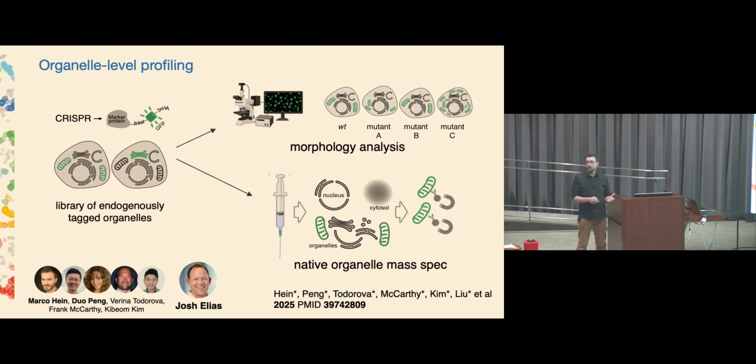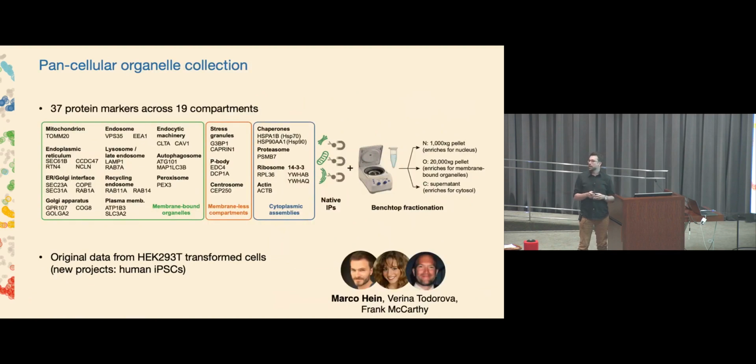All of this has been published. The paper just came out literally 3 weeks ago. We did not invent this idea of doing a native organelle immunoprecipitation, but classically, people have been looking at one organelle at a time, mostly mitochondria and lysosome. The idea that Marco, Verena, and Frank had, who were really driving the experimental part of this work, was: how about we apply this method to all the different organelles that we can think about?